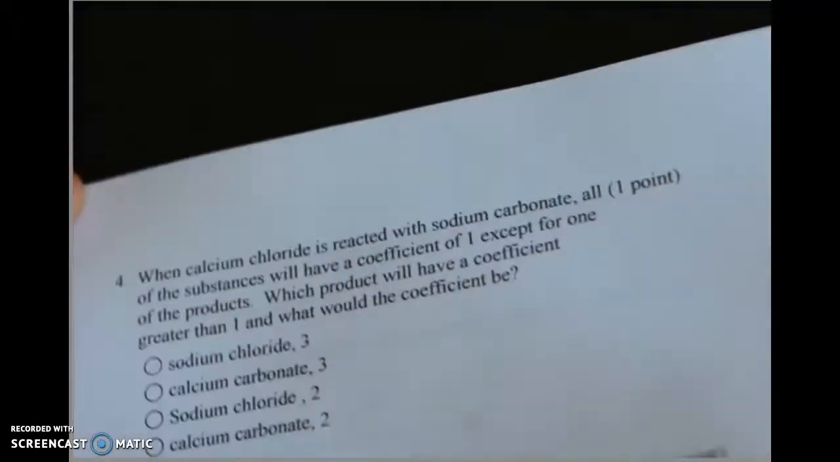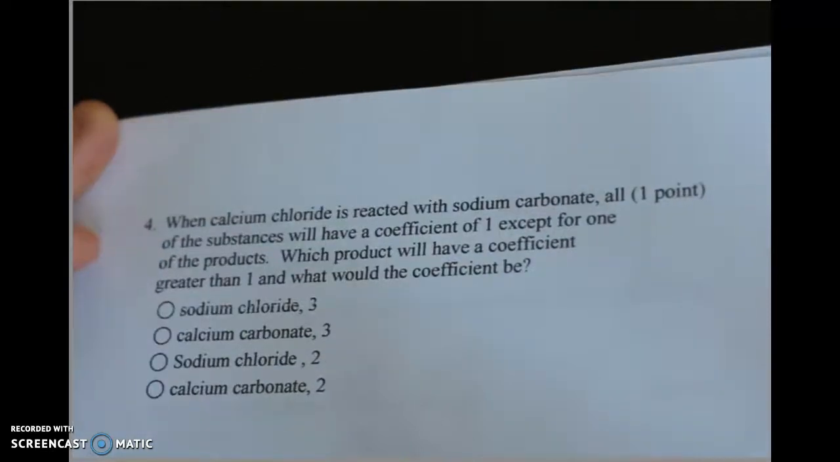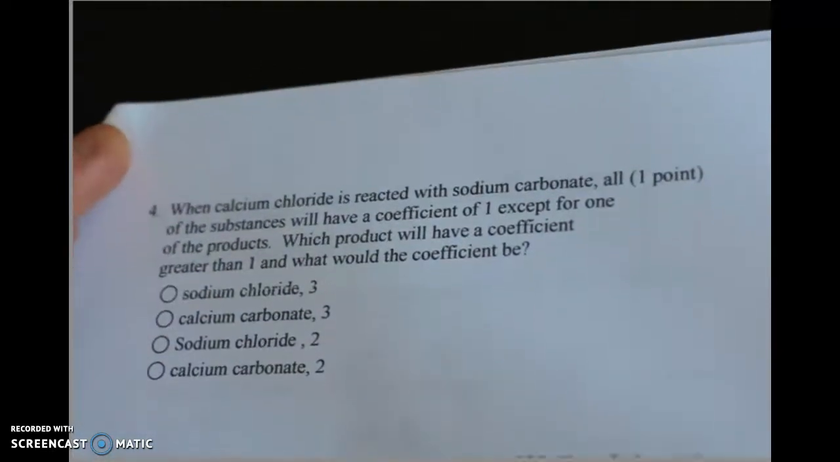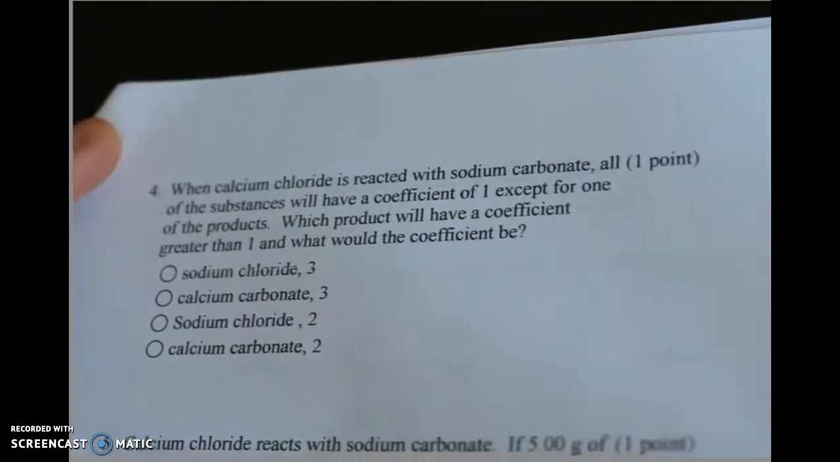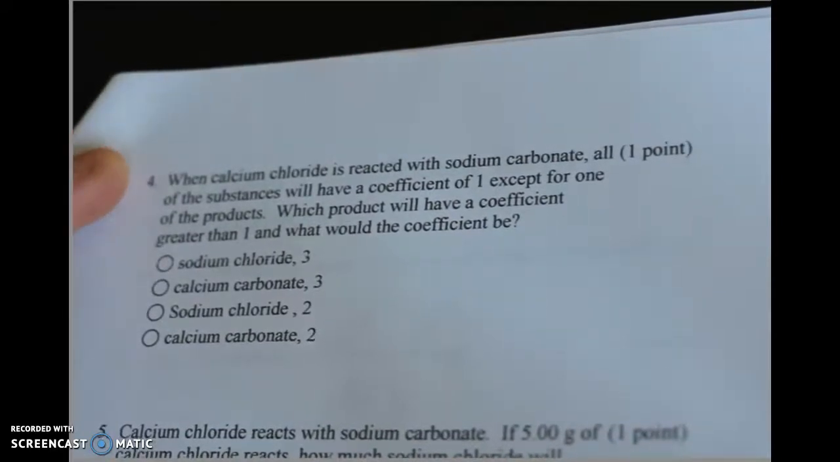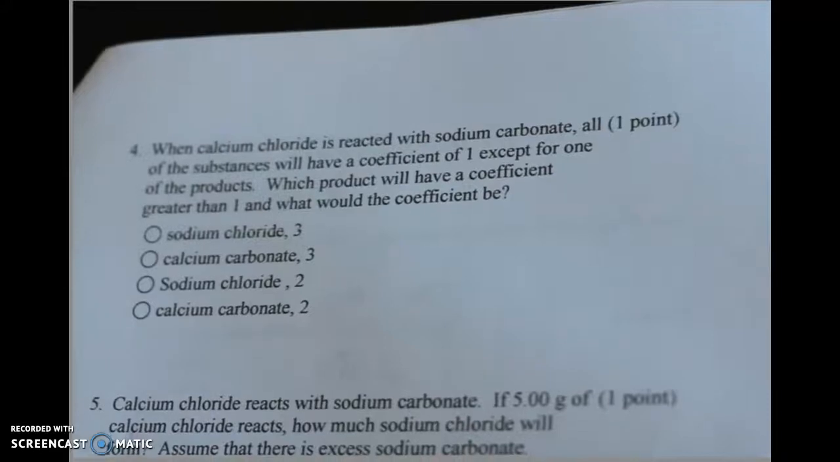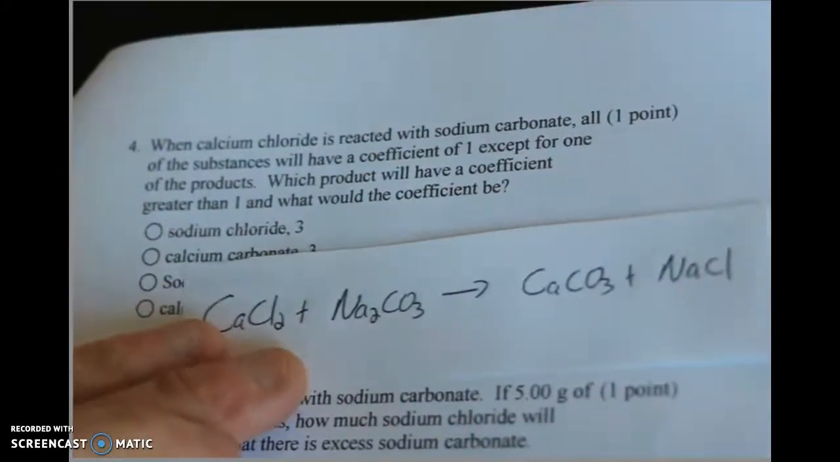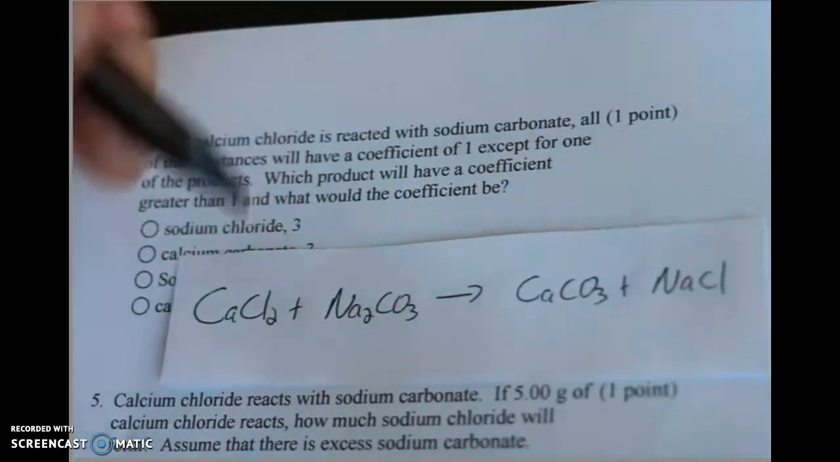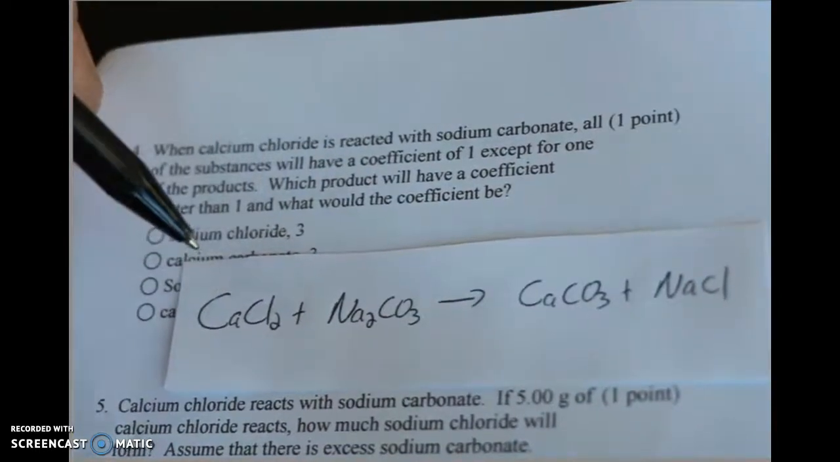Now on the next page, we're working with the same equation at first, and it's saying when calcium chloride is reacted with sodium carbonate, all of the substances have a coefficient of 1 except for one of the products. Which product will have a coefficient greater than 1, and what would the coefficient be? So it's really asking you to balance it. So I just rewrote the equation here just to make it a little easier. We want to make sure you have the same number of each element on each side.